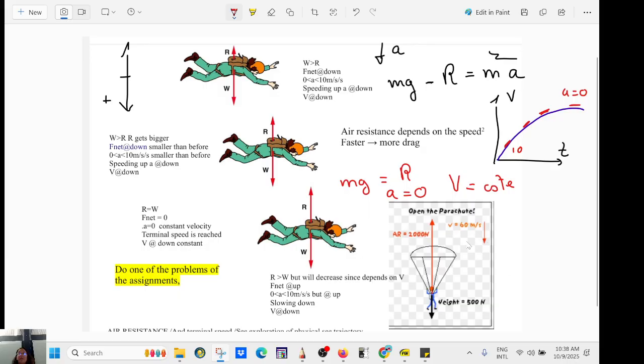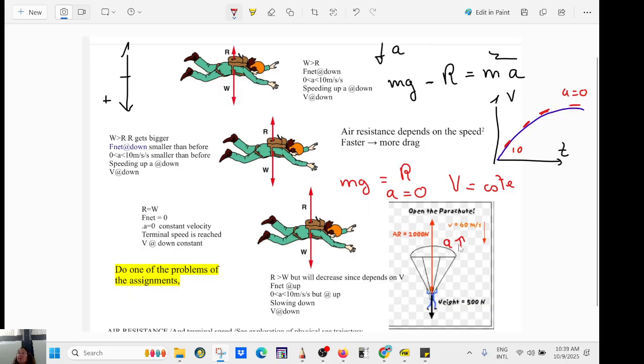Now, what's going to happen if you open the parachute? All of a sudden, you're going to increase the surface area. So the drag, the air resistance, will increase significantly. Which one is the largest now? Is it air resistance or is it the weight? Air resistance. So it means the acceleration will be up, but you are still going down. That now is the positive, so then you can take up to be positive.